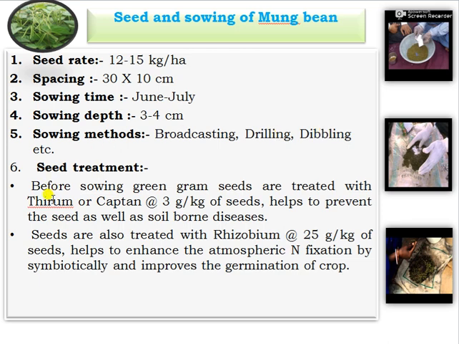And for seed treatment, before sowing, green gram seeds are treated with Thiram or Captan fungicides at the rate of 3 gram per kg of seeds. It helps to prevent seed as well as soil-borne diseases. Seeds are also treated with Rhizobium biofertilizer at the rate of 25 gram per kg of seeds. It helps to enhance atmospheric nitrogen fixation symbiotically and improves the germination of the crop.